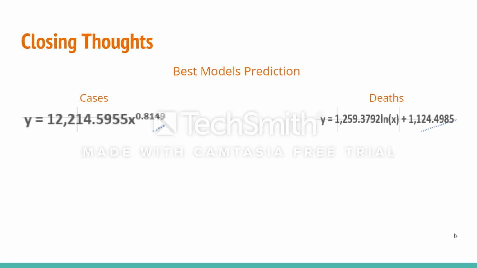Moving to our closing thoughts, we have our best models for cases. Our best model was the power trend, and as you can see in the function to your left, the power trend model is 12,214.5955 times the observed value to the power of 0.8149.